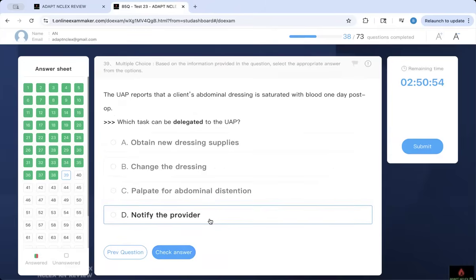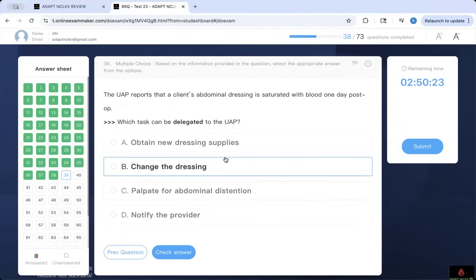The UAP reports that a client's abdominal dressing is saturated with blood 1 day post-surgery. Which tasks can be delegated to the UAP? So the UAP went to the nurse. They said, the dressing is saturated with blood. What task should the nurse delegate to the UAP? Obtain new dressing supply, change the dressing, palpate for abdominal distension, notify the provider. They came to report dressing is saturated. What do you do? You tell them to go change it, obtain dressing, or change the dressing, or check for abdominal distension, or notify the provider. You know delegation, right?